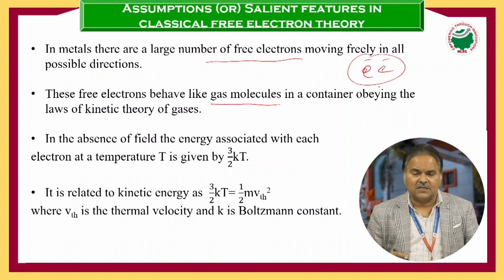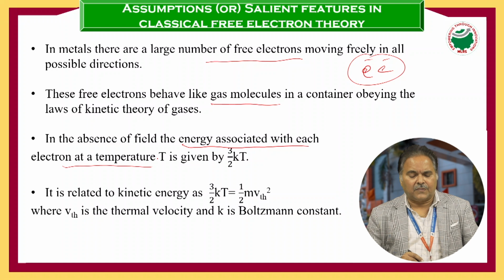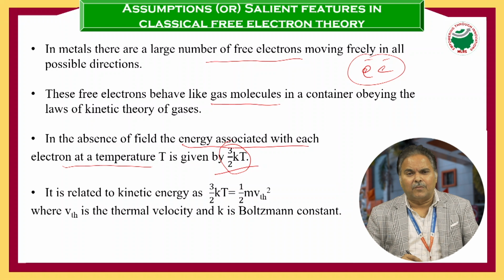In the absence of a field, so if we are not applying any external field, the energy of those free electrons depends on the temperature. It is given by 3/2 kT. That is one of the observations. So the energy is in terms of 3/2 kT.